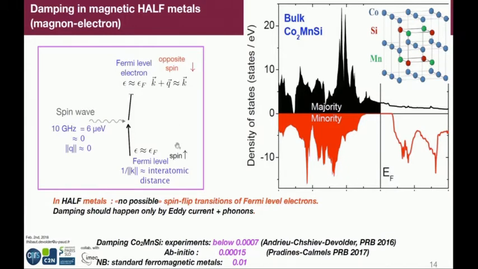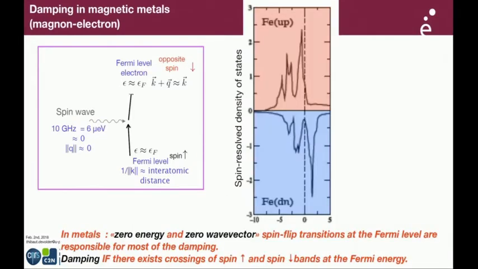Remember that in standard metals the damping is typically 10 to the minus 2, and it's at least 10 times less for good half metals, and even smaller in calculations for ideal materials. Half metals are not the most practical for spintronics. We generally work with standard ferromagnetic metals. This is, for instance, the case of iron.